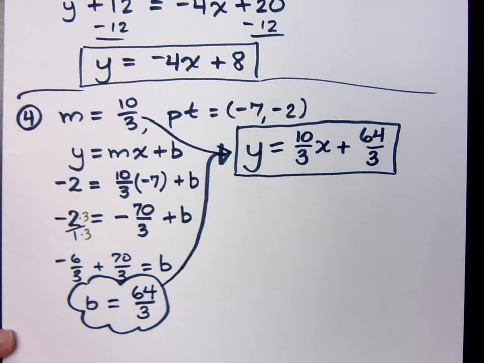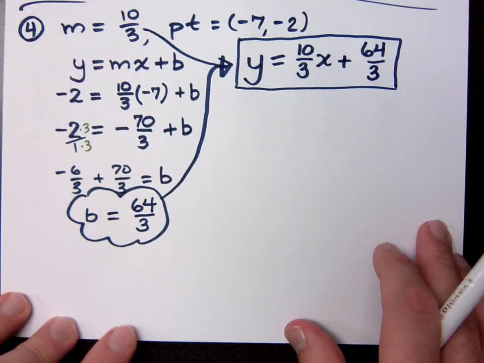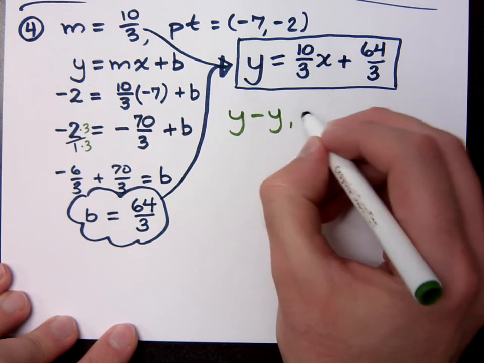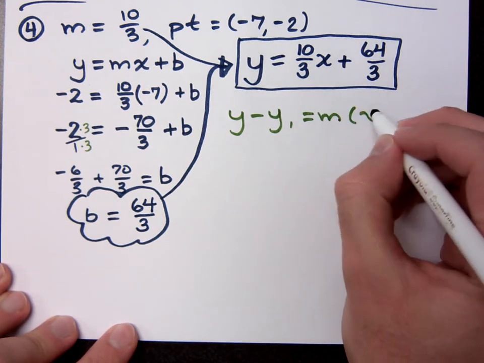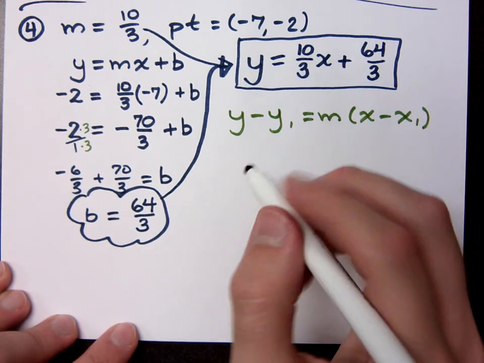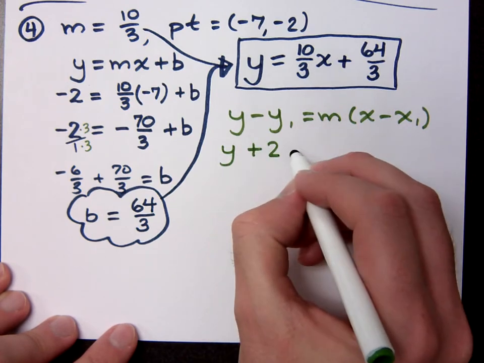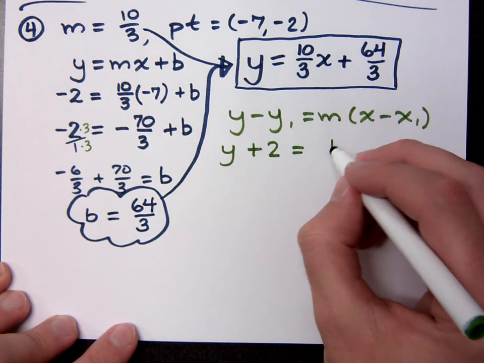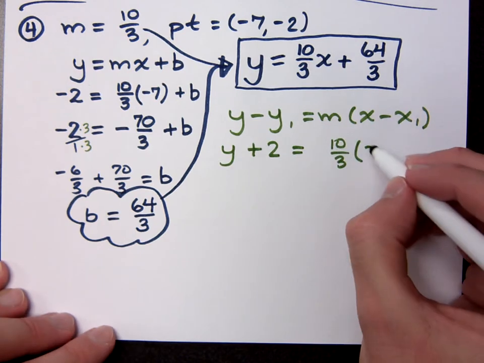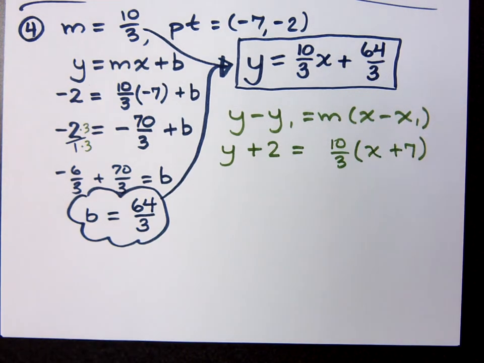Okay. Now suppose you did it using the point-slope formula. So the point-slope formula says this: y minus y1 equals m times x minus x1. Okay. So I plug in a negative 2 here for y1, I get y plus 2 equals my slope of 10 thirds. When I replace this guy with a negative 7, I get x plus 7.